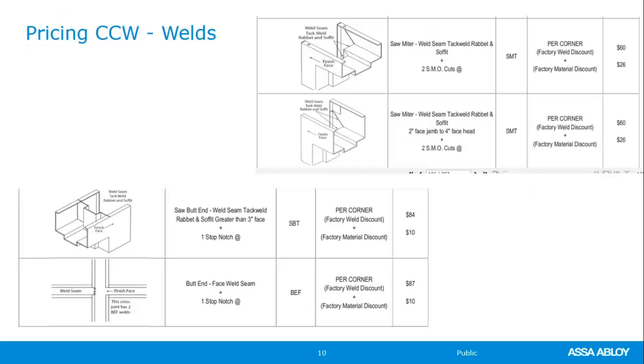And then also we have the various types of welds that are in the price book. So if you're looking at your corner welds, your T or your cross sections, this gives you all of those different types of adders. You'll also notice on these charts you have your corner factory weld discount and the factory material discount. So you want to be aware that you're picking up the material and the actual weld itself.